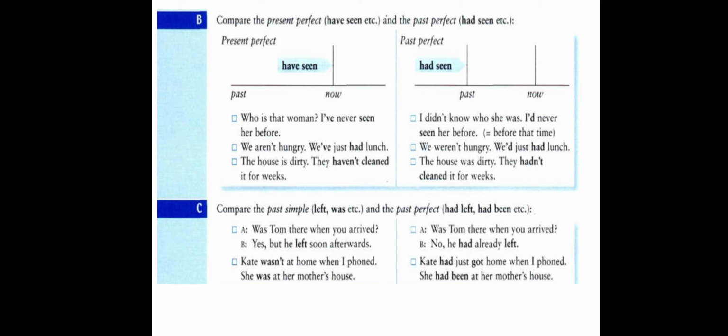So it becomes she had been at her mother's house when I phoned, and you phoned after that with a gap of time. So the first action, had been at her mother's house, is written in the past perfect, and the second action, phoned, is written in the past simple.